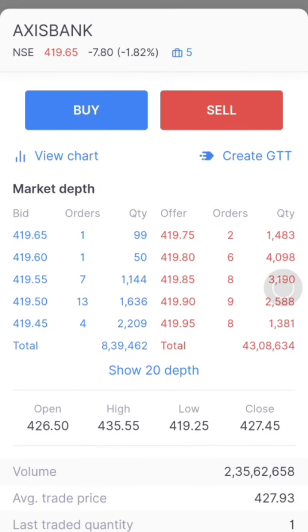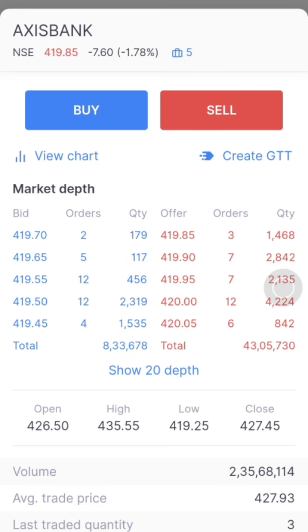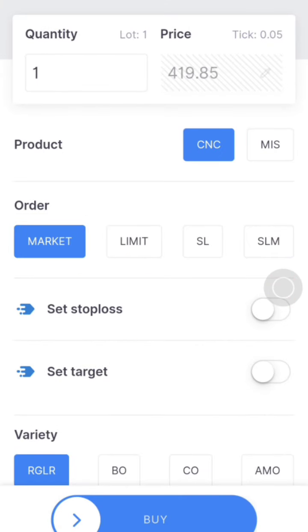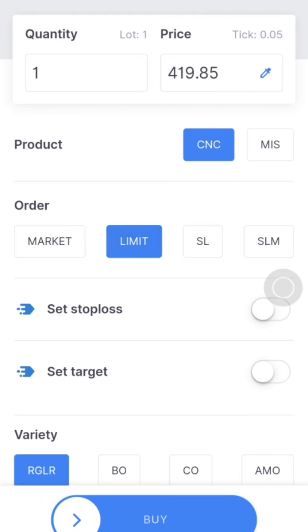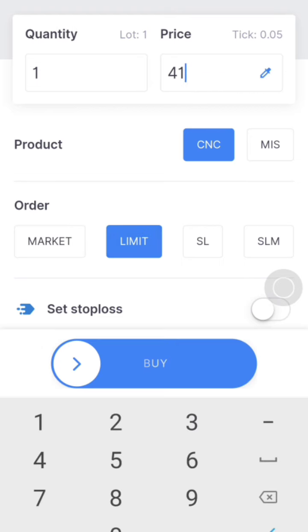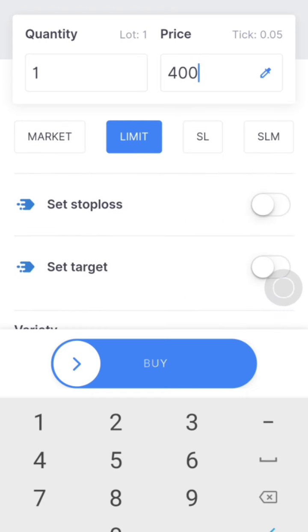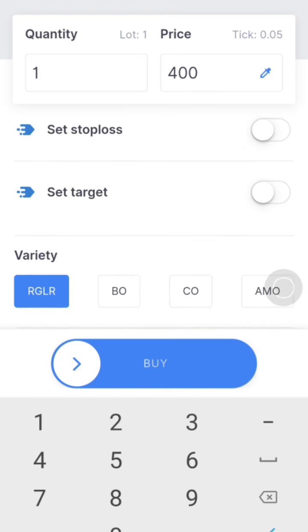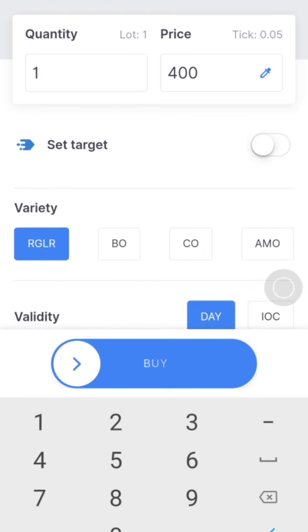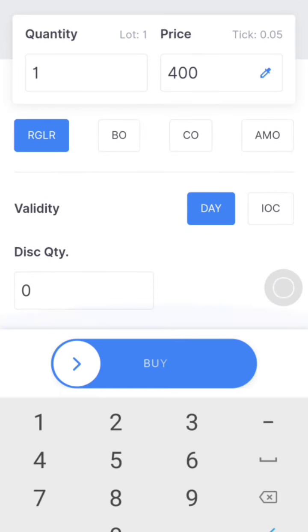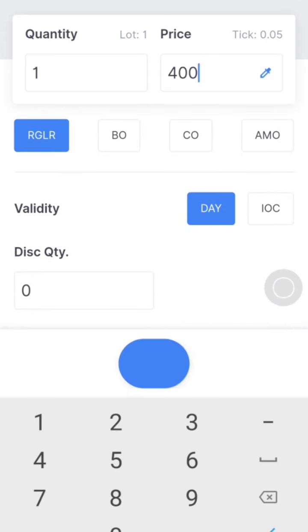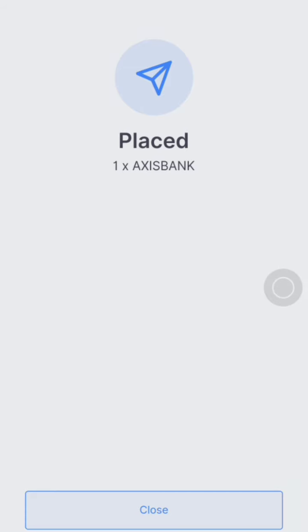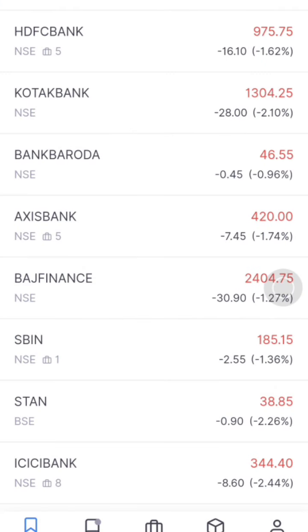Okay, so when I'm buying this Axis Bank share, let's say I keep on buy. While buying, I put CNC, I put the limit. Let's see, it's now 420. I want to buy it at 400. So in that you can see variety is regular, and in the validity day, then you can put buy. So what you can see here, I purchased the Axis Bank share.